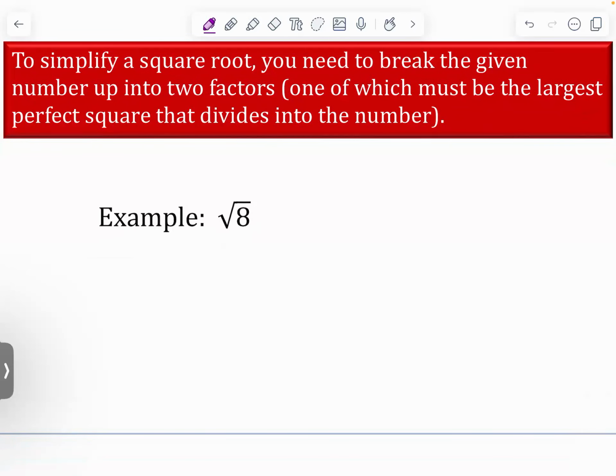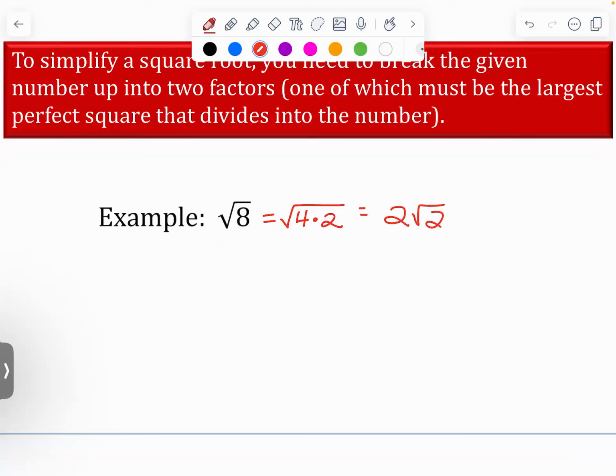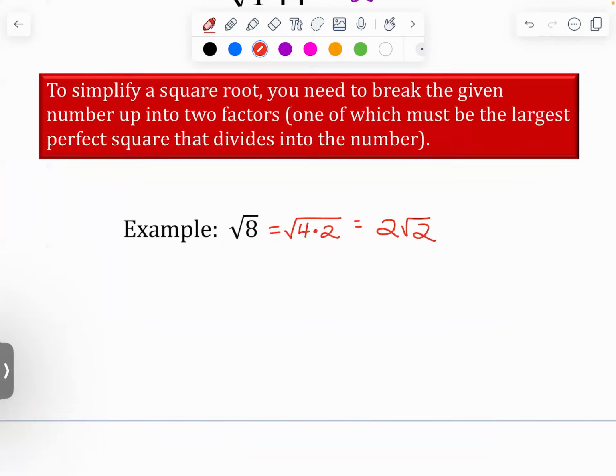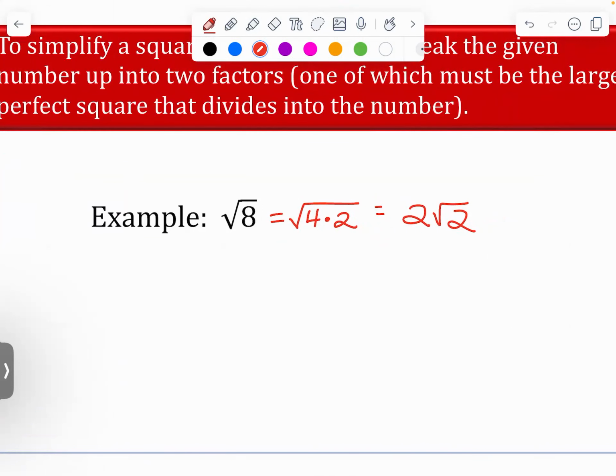So to simplify a square root, we need to break it up into 2 factors, one of them being a perfect square. Okay. So what's a perfect square that divides into 8? So we know that the square root of 8 is 4 times 2, correct? Well, what's the square root of 4? So this becomes 2 square root 2, because the square root of 4 is 2.